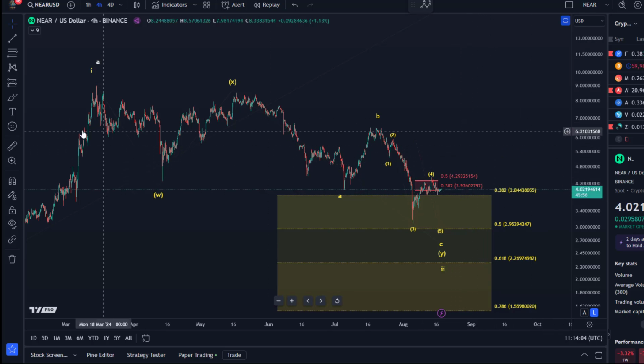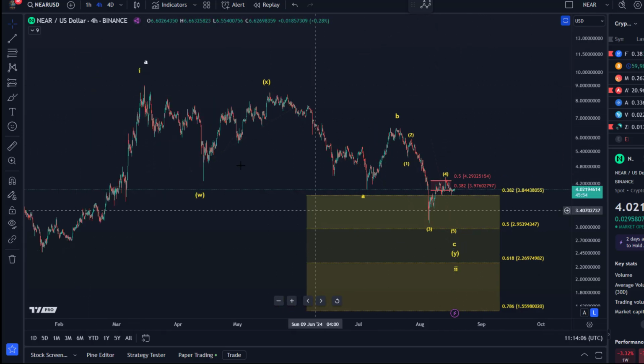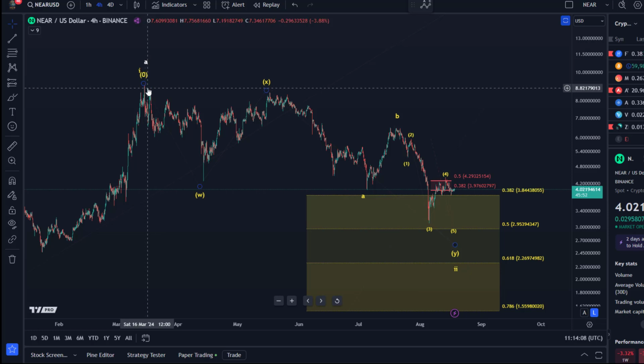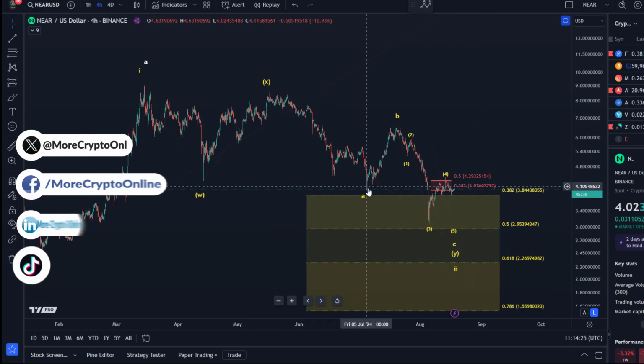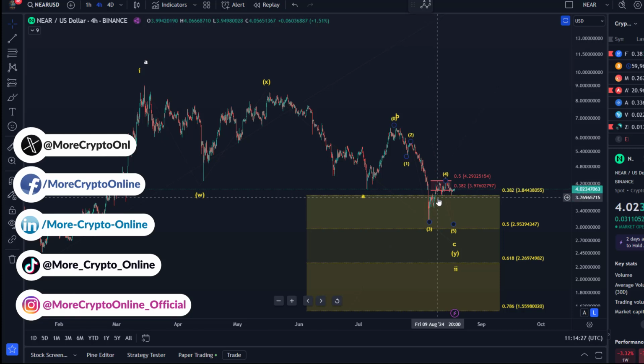The Near protocol is still in this correction. Okay, so the correction started in March, around the 14th, 15th of March. The price topped at the time at around 9 USD. And we're now in this sort of WXY structure that we have been tracking. And in the Y wave, we're dealing with an A, B, C structure.